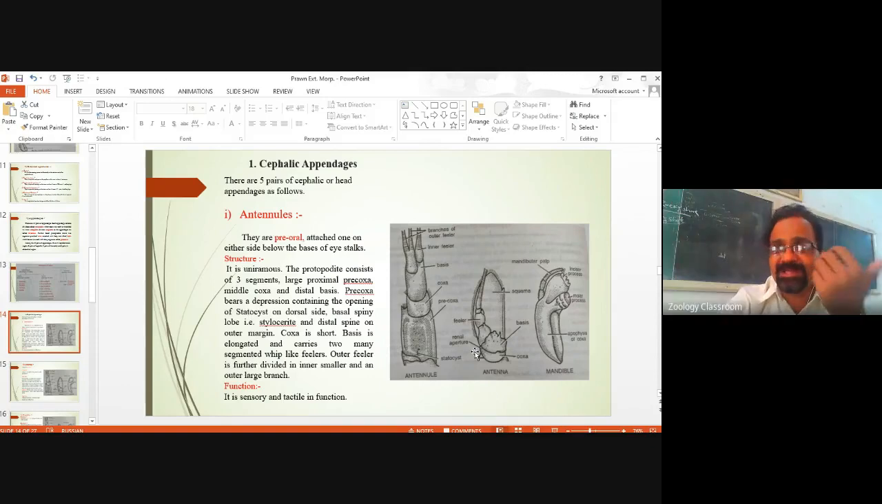So mouth is one. Second one is opening of statocyst. Third one is renal aperture.